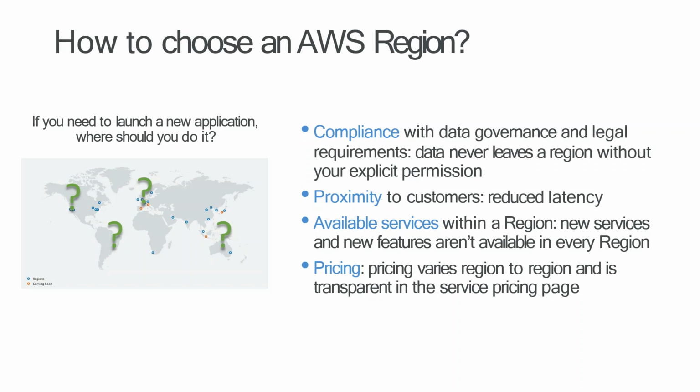And the last and important point is, if you do not care about the following three factors, then the last factor is pricing. Pricing varies from region to region. The price for one service can be different in the US East region and the AP South 1 region. So if you are not very attentive to compliance and proximity, then you can select a region which is offering you a cheaper service. So these are some of the factors that you need to consider when you are deploying your application into any particular region.